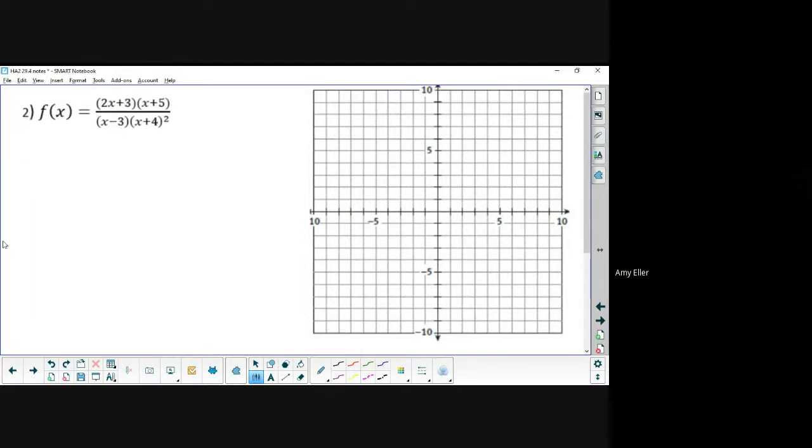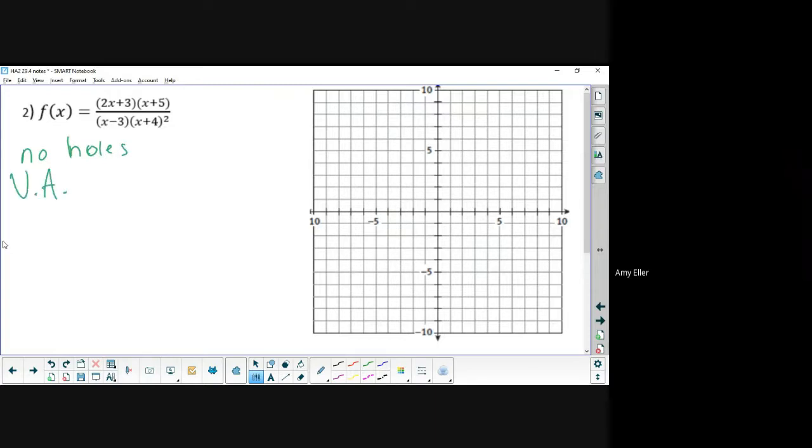It will, actually. Number 2. Notice it's already factored for you. Let's start with holes. Are there any common factors in the top and bottom? So what is the hole going to be? None. No holes.